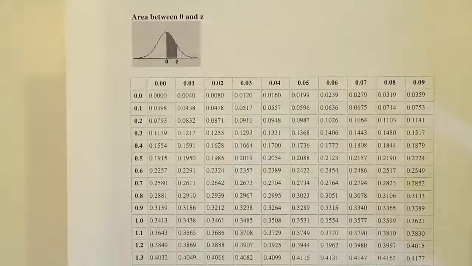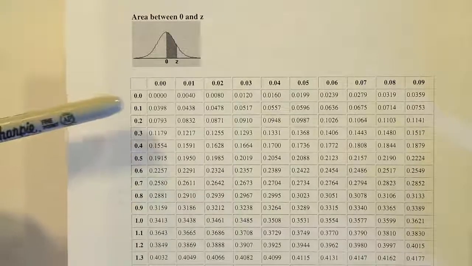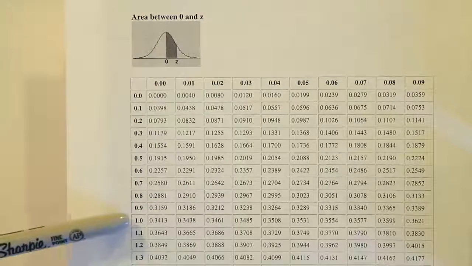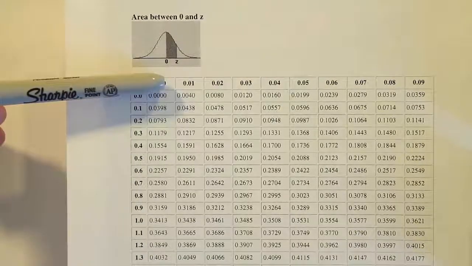Okay, so now we have to look up 1.00. In this first column, we find the first 2 digits of our z-score. So we're looking for 1.0 first. So we find 1.0 here, right? 1.0 there. And then the last digit 0 is found here.